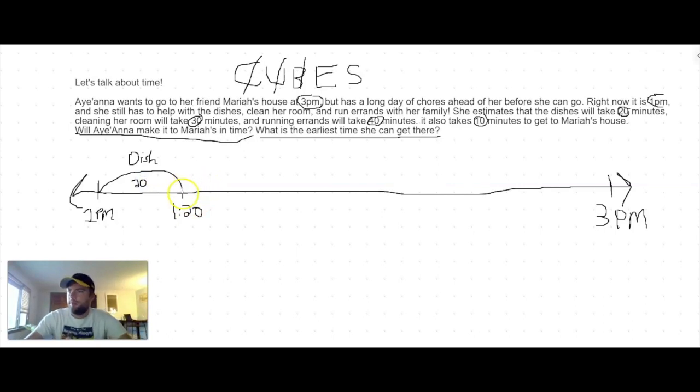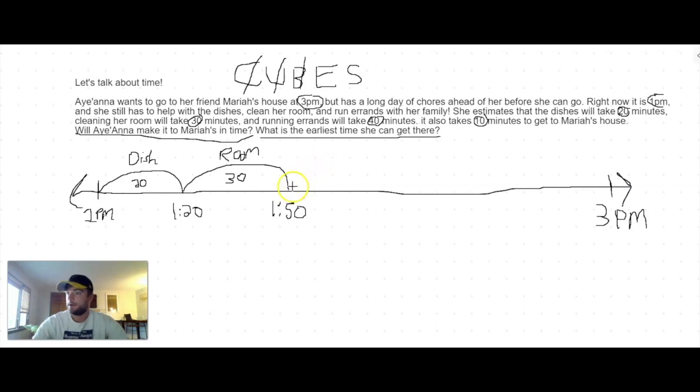Next, we have to jump another hop. And this time we're cleaning our room, and that's going to take 30 minutes. So we're starting at 1:20. We're hopping 30 minutes and cleaning our room. 1:20 plus 30 more minutes takes us to 1:50. And there are lots of little mistakes we can make in here, so that's why we're going to go back in the end and check. Right now I think it's going great though.